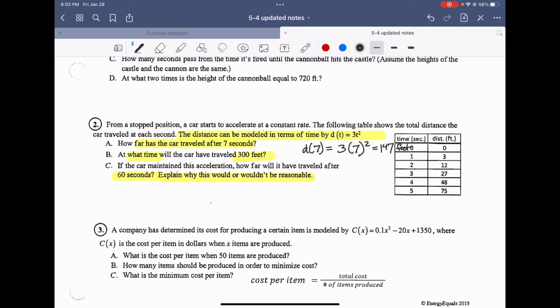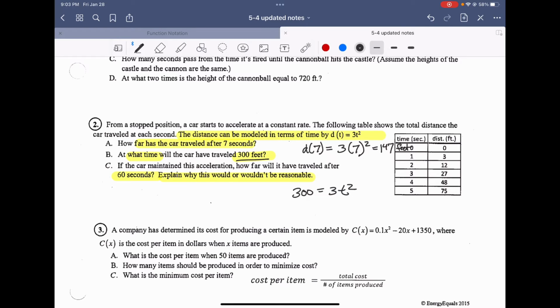At what time will the car have traveled 300 feet? So now what they're giving us is the feet. So we know the distance. So we know the distance is 300, but we want to know the time. So we don't know the t. So 300 is going to equal 3t squared. So again, we can solve this algebraically.